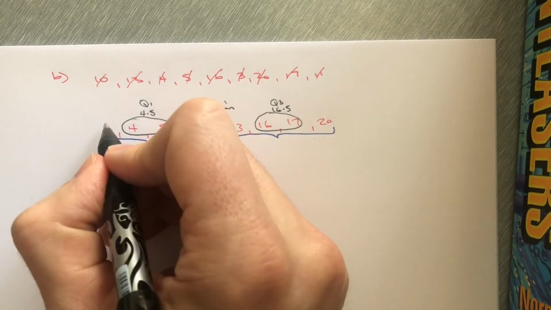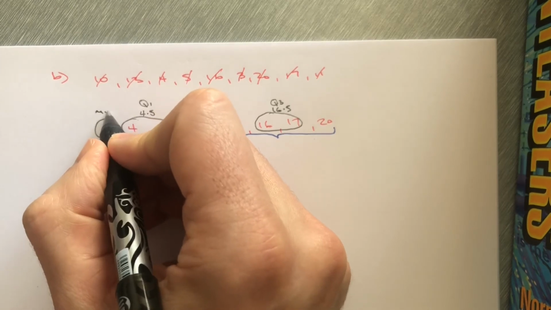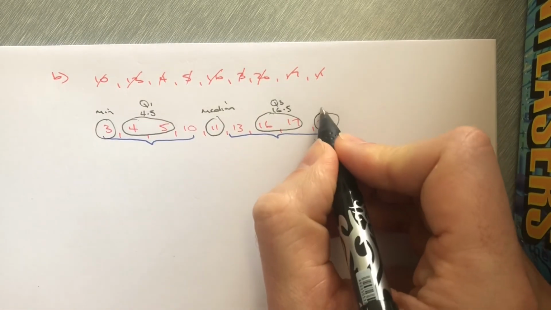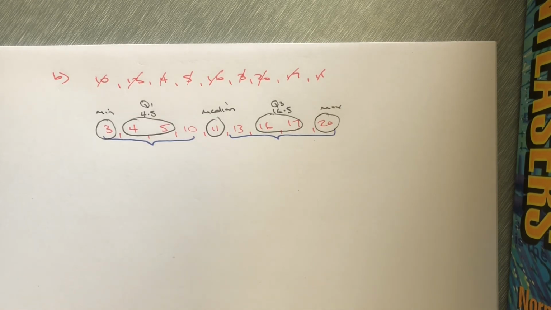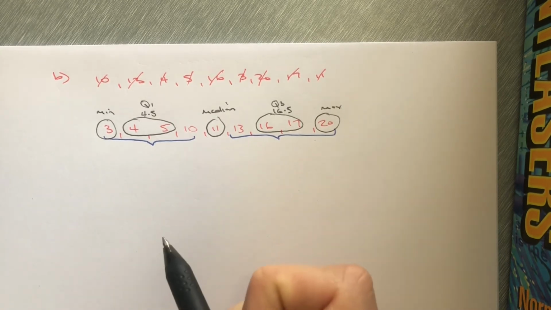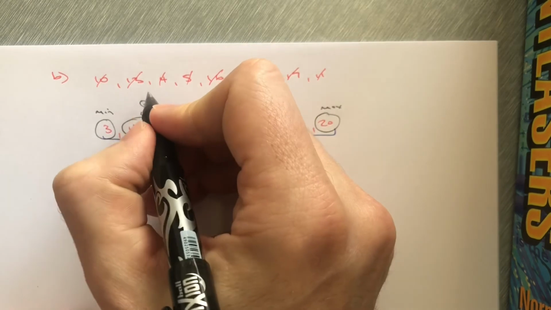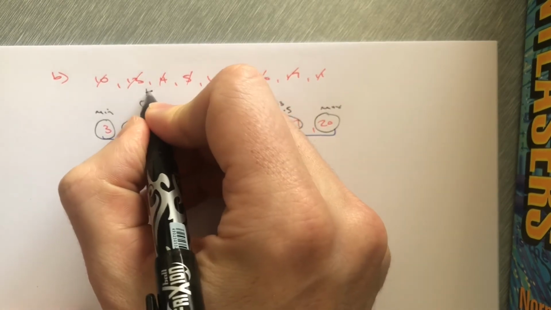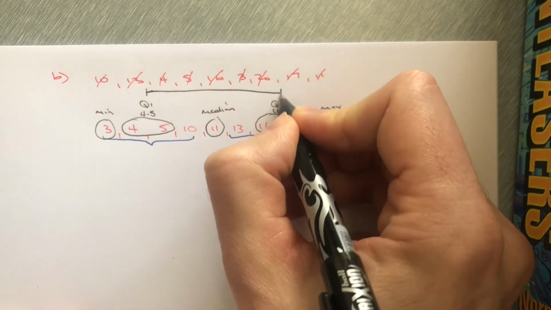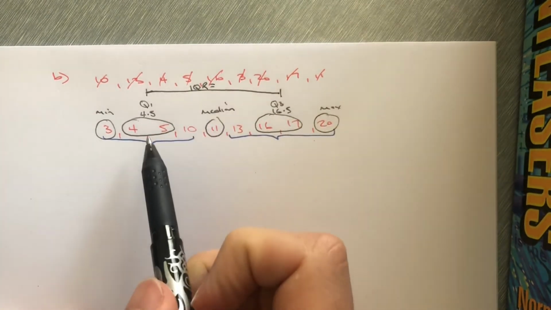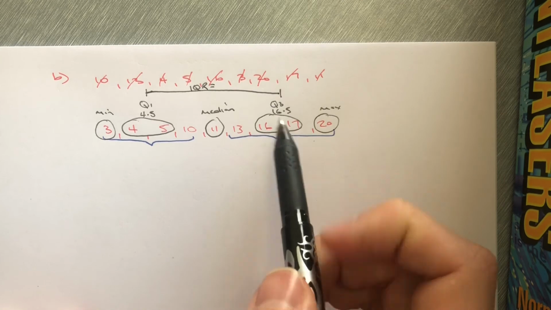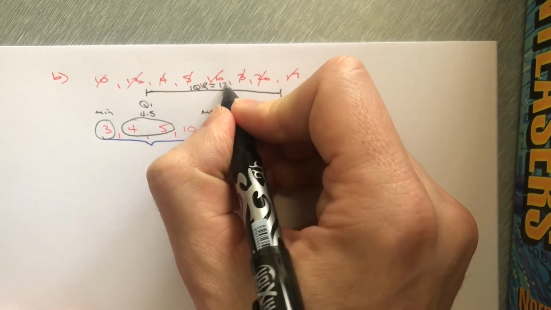We want our minimum and maximum. So there's our minimum. There's our maximum. And now we want our range and interquartile range. So let's do our IQR first. So from here all the way to here. Now IQR is going to be from 4.5 to 16.5. So our IQR is 12.